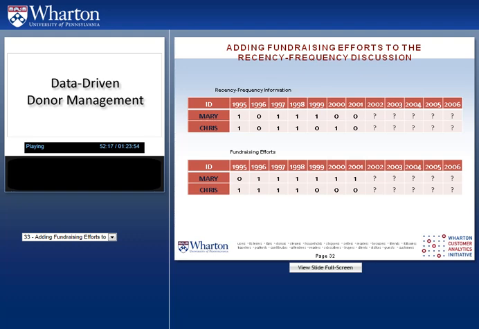So Mary, who's received fundraising efforts in almost every period, hasn't given in the last 2 years, whereas Chris hasn't received any fundraising efforts in the last 3 years, but he has made a contribution. So we have to take into account the role that these fundraising efforts may have on these donation decisions. At the same time, we have to take into account the impact that past donation behavior may have on the firm's decision to send out subsequent solicitations.